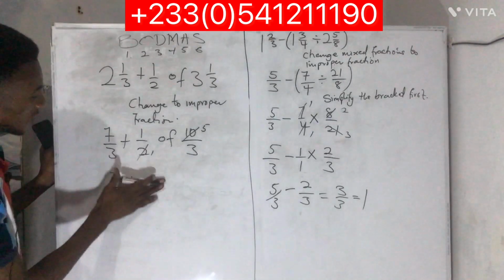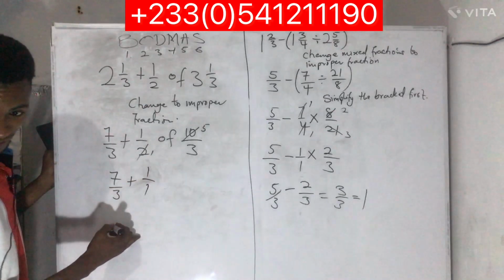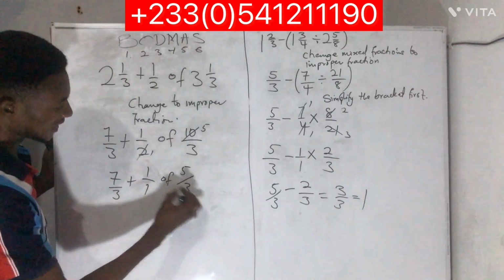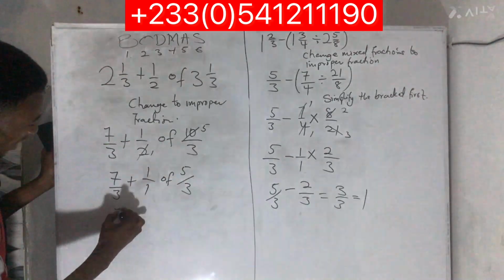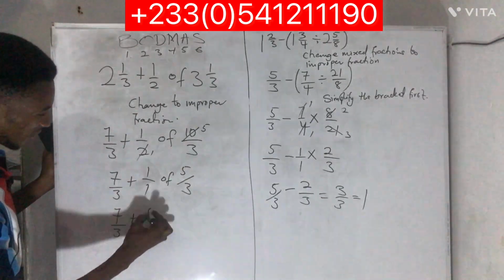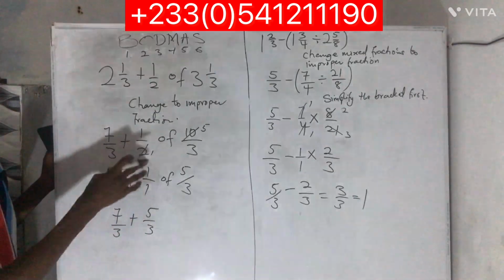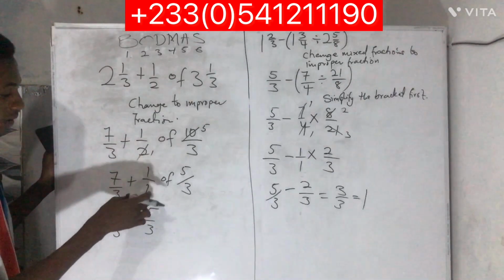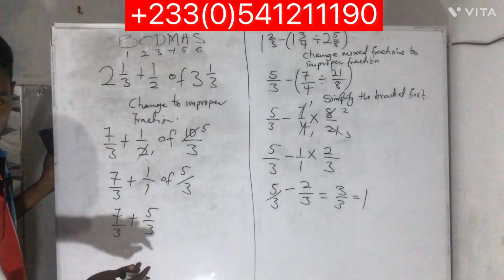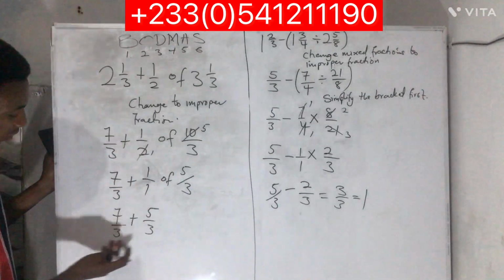Do you know why we got this? Are you sure? Okay. Now let me do it like this. So we have 1 over 1, okay? Good. Of 5 over 3. We have 7 over 3 plus 1 times 5 is what? 5. 1 times 3 is what? 3. That's why 1 divided by 1 is still 1. 1 multiplied by any number is the same number. Do you get it? 1 multiplying any number is the same number. So now we have this.